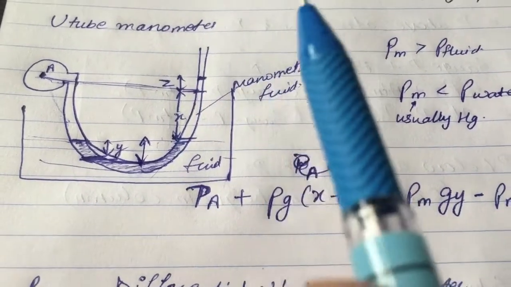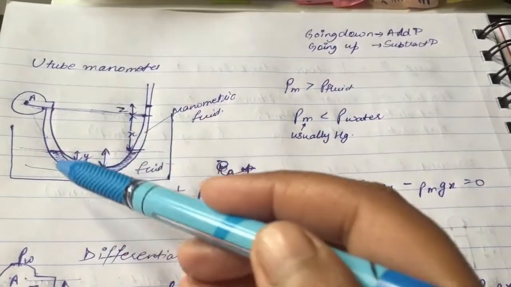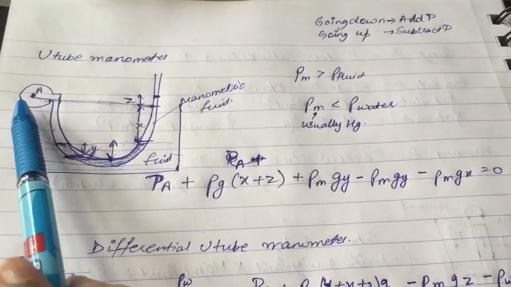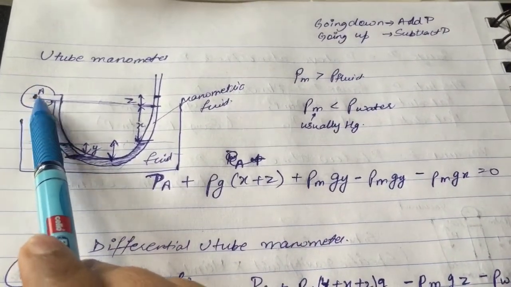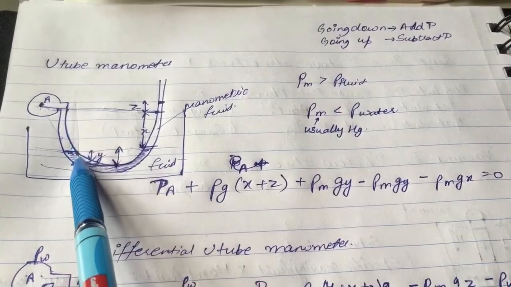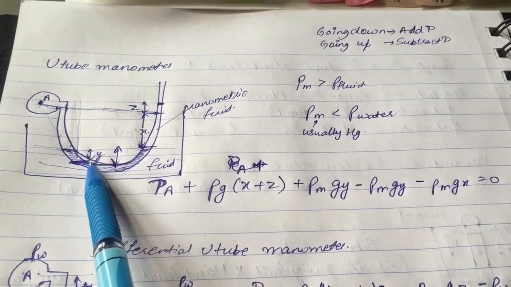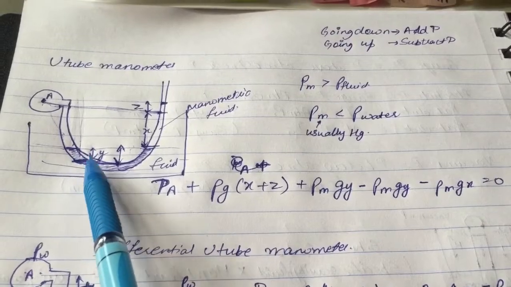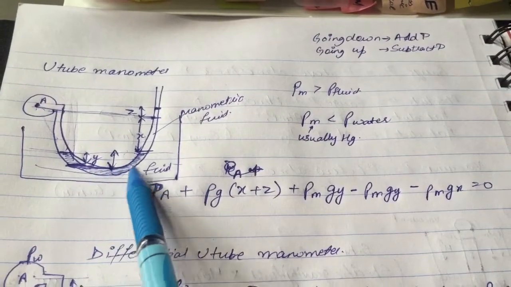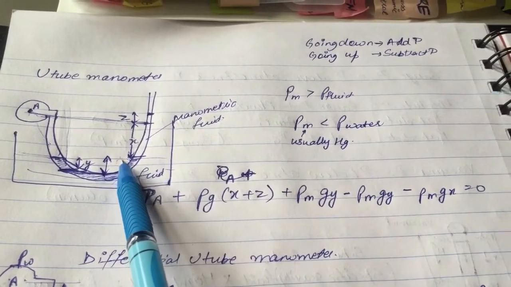So when solving questions based on manometer, what we always have to keep in mind is that when we are going down, pressure is added, and when we are going upwards, pressure is subtracted. So basically in this case, pressure at point A plus rho g (x plus z). x plus z is this distance plus this distance. Then rho m, because manometric fluid is there, so it is rho m into g into y, this height. Now we are going in the upward direction, so it would be subtracted: rho m into g into this height y is subtracted.